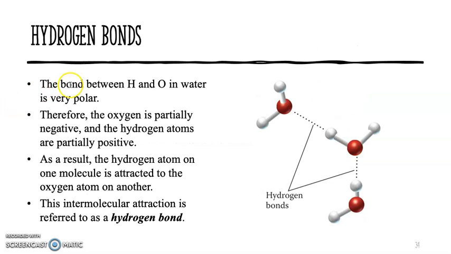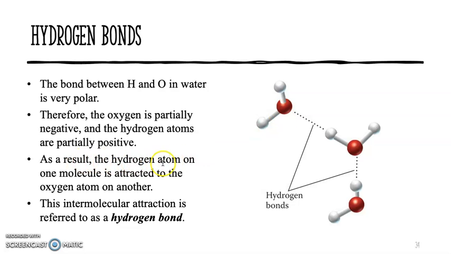Now, the hydrogen bond is something that we didn't talk about with ionic bonds or covalent bonds. This hydrogen bond is special. The bond between hydrogen and oxygen in water is very polar. Therefore, the oxygen is partially negative and the hydrogen is partially positive, right? Because remember, oxygen is on the far right side, so it has high electronegativity, so it's partially negative.